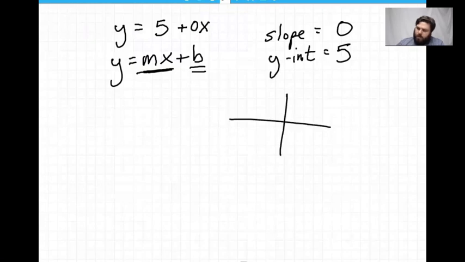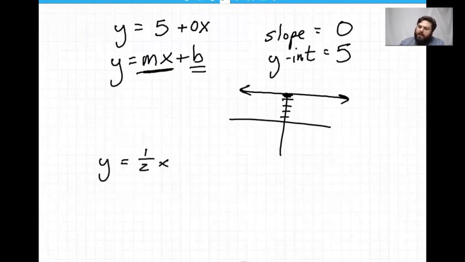All right, so we would know that the y-intercept is positive 5. That's where it crosses, and it has slope of 0, so it's flat. So y equals 5 is that flat line right there. Okay, next example, y equals 1/2 x.